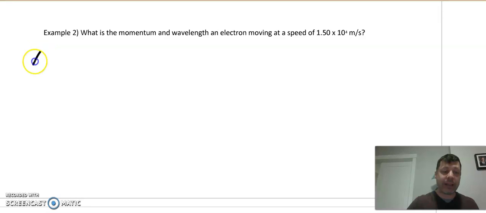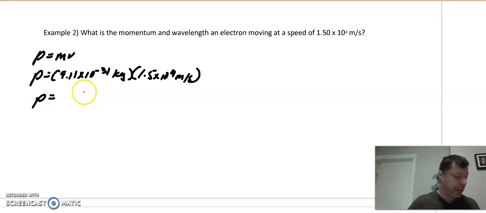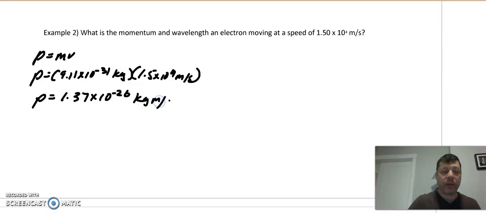So in this case here, the first thing we're going to do is find that momentum. Now, we know the mass of an electron is 9.11 times 10 to the negative 31 kilograms. And we know that this is moving at 1.5 times 10 to the 4 meters per second. And so the momentum is going to be 1.37 times 10 to the negative 26 kilogram meters per second.